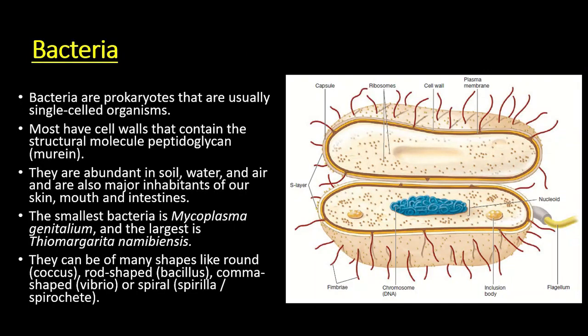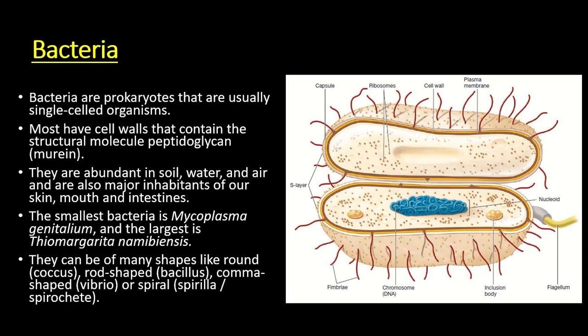So the first one is bacteria, and bacteria are prokaryotes that are usually single-celled organisms. Most have cell walls made up of peptidoglycan, also known as murein, and they are just everywhere: soil, water, air, and also on our skin, in our mouth and intestines. They are major inhabitants of our body too.